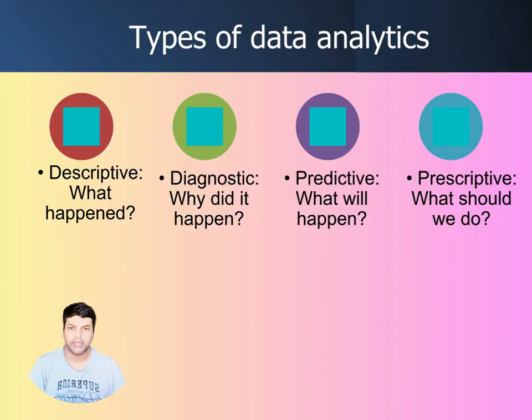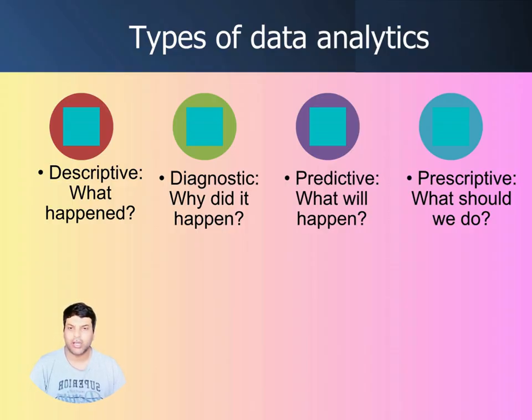The third type is predictive analytics, which focuses on the future by answering what will happen in the future. Using historical data, statistical models, and machine learning algorithms, organizations can forecast future outcomes. Examples include predicting customer demand, predicting how many customers will visit a restaurant tomorrow, equipment failure, or students' performance.